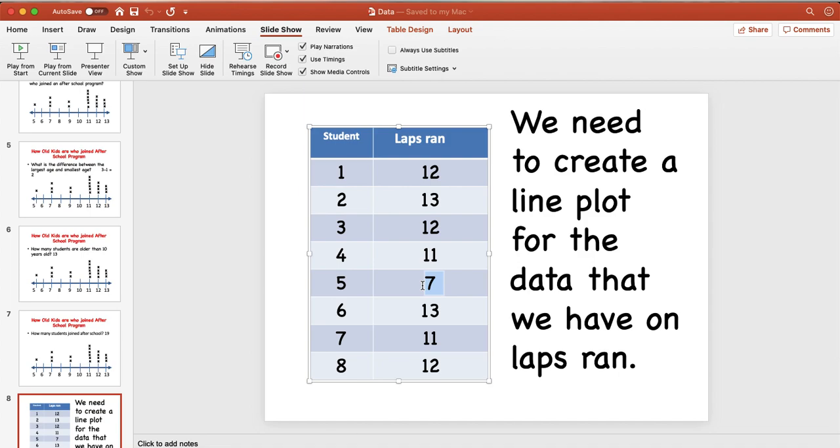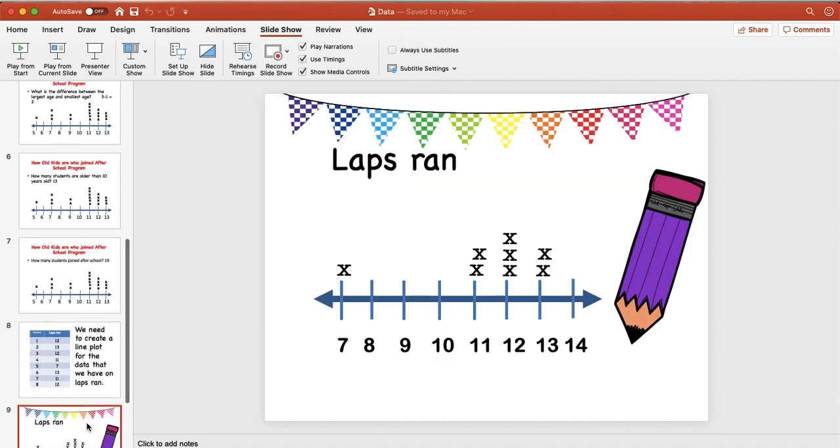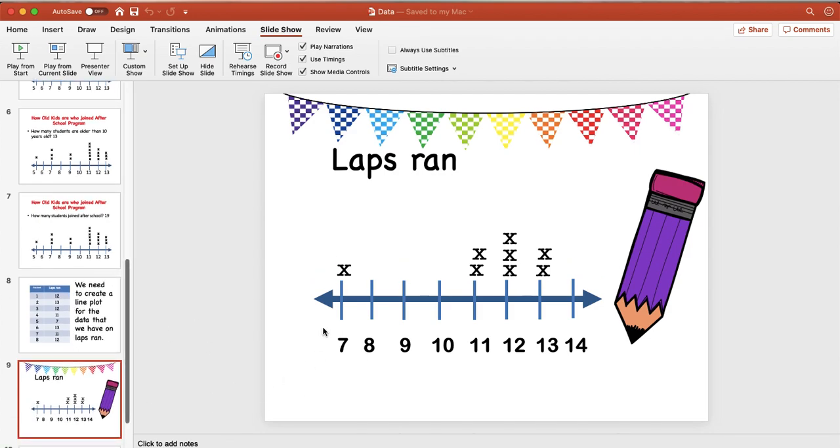So now that we have this table, we are going to graph or plot our data on top of our line. So as you can see, we have our line side to side, and down here is the laps that were ran. So the smallest lap that was ran was 7. We have all the way up until 13. We just have an extra number here, 14. So we have 7, 8, 9, 10, 11, 12, 13, 14. These are all the laps that were ran.